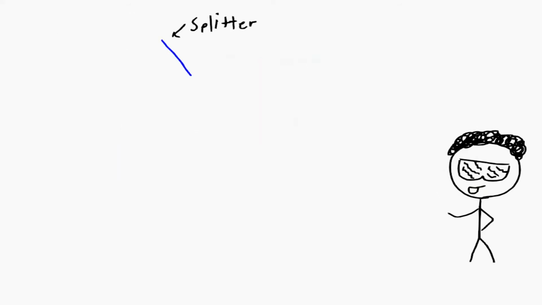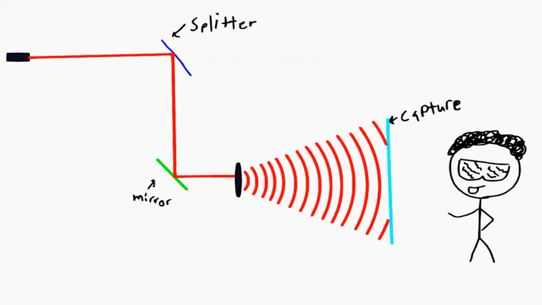For the first beam, we have a laser which shines a light into the beam splitter. That beam is reflected in one direction, which is reflected off of a mirror into a magnifying lens and onto the surface that we are capturing the image on. This is going to be the reference beam.